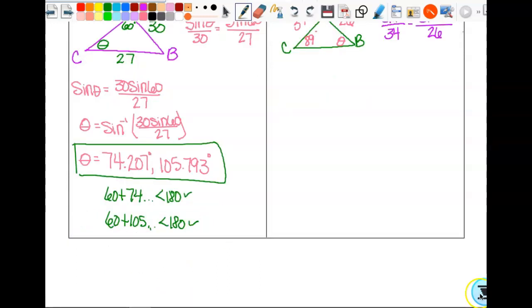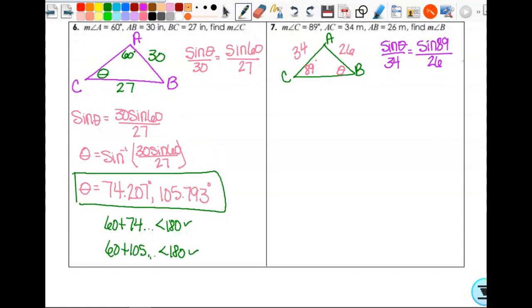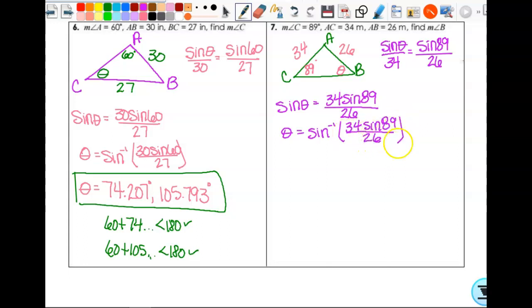Okay. So then I'm going to multiply both sides by 34, so I'm going to get the sine of theta equals 34 times the sine of 89 over 26. Then I want theta, so that's the sine inverse of that: 34 times the sine of 89 over 26. And then put that in your calculator.